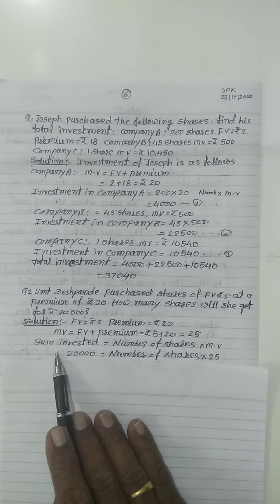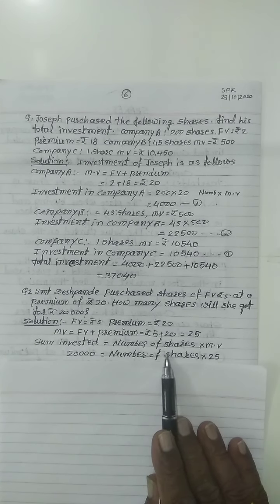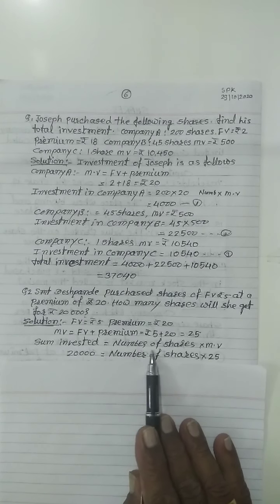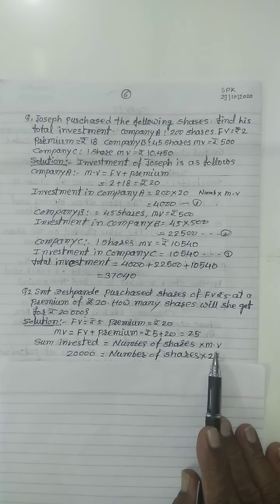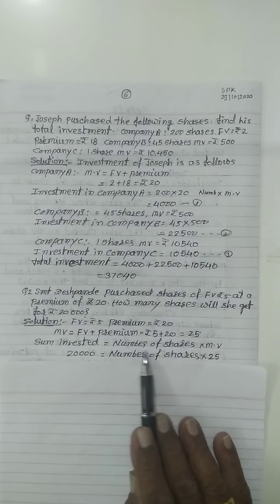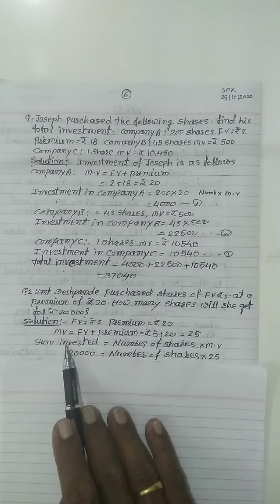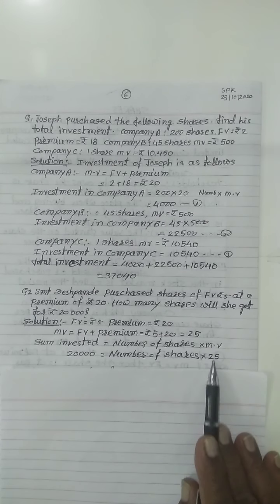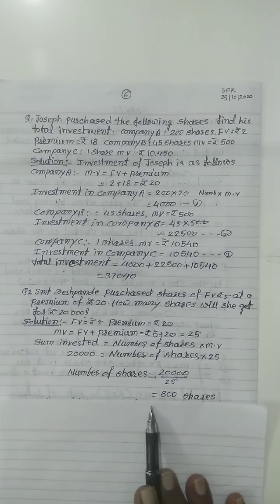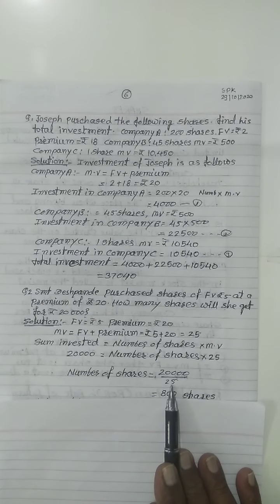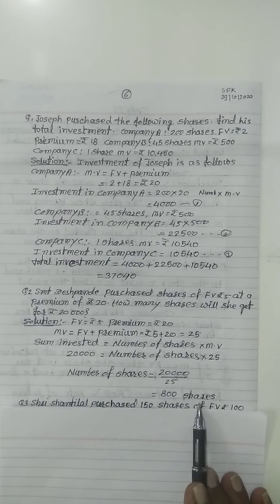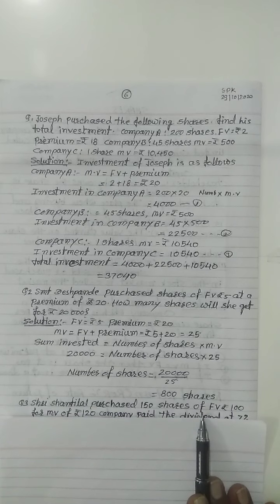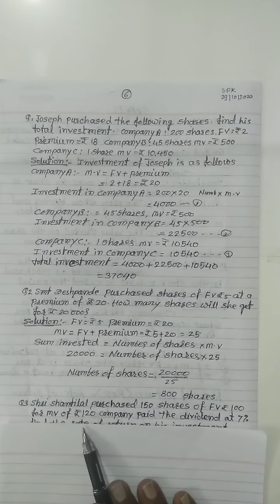Then Srimati Deshpande invested equal to number of shares into market value. So we want to find out the number of shares. Investment is 20,000, market value is 25. So the number of shares equals 20,000 divided by 25, we get 800 shares. Means Srimati Deshpande purchased 800 shares. Then see the third example.